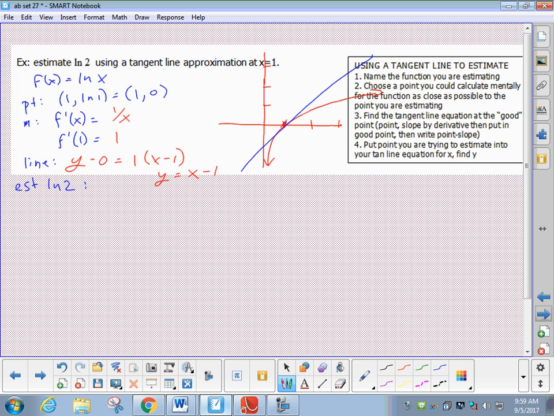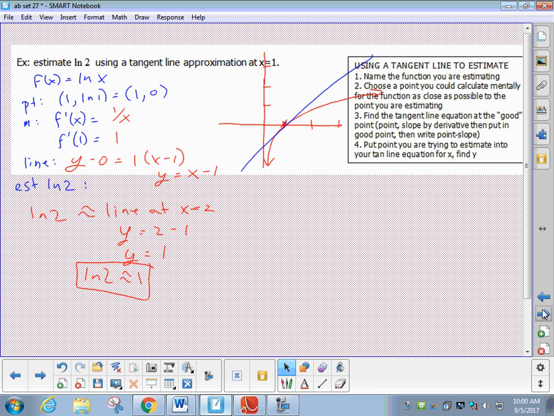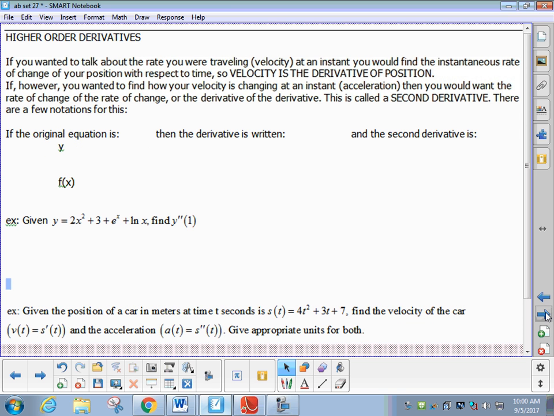All right, last but not least, estimate the log of 2. Now, the log of 2 is close to the line at x equals 2. The line at x equals 2 is y equals 2 minus 1, or 1. Your estimate is 1. The natural log of 2 is about 1. The error there is a little greater because it's pretty steep there. It's a little steeper than the previous example, so we're off. Okay? Questions? Is that an overestimate or an underestimate looking at my picture? Overestimate. Okay.